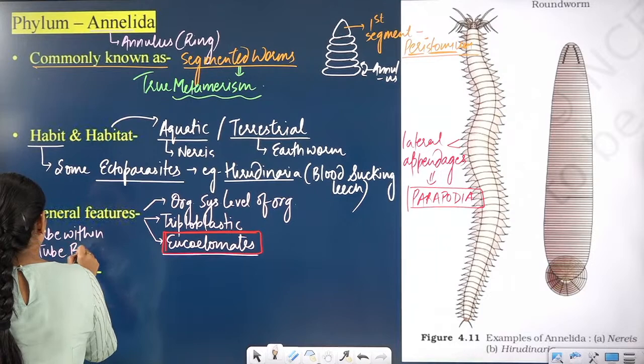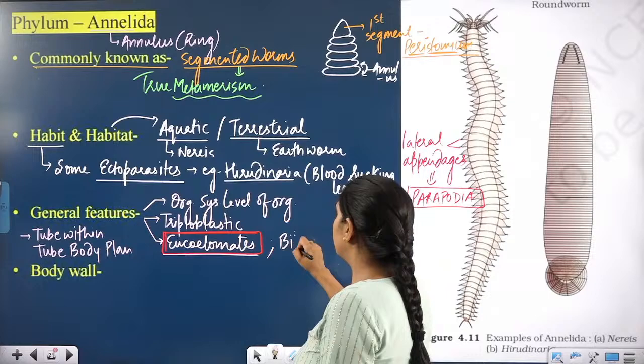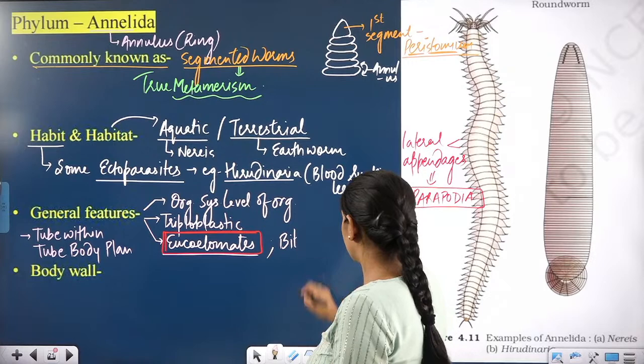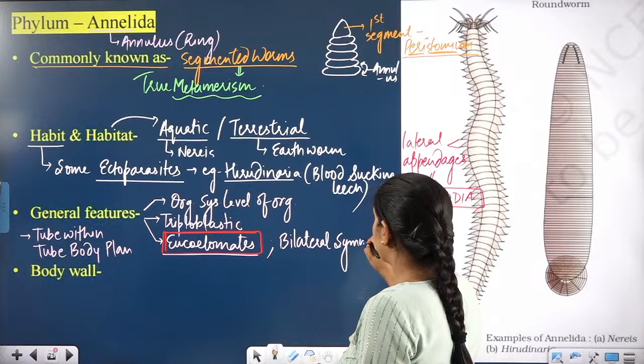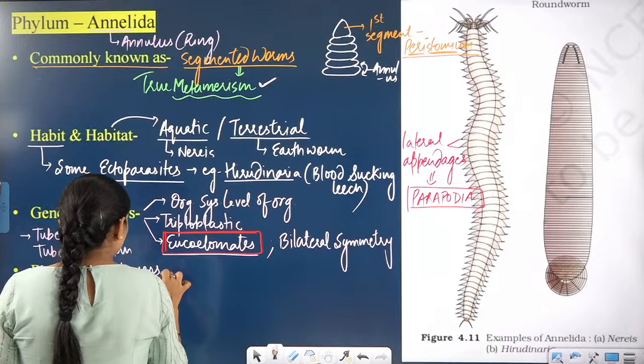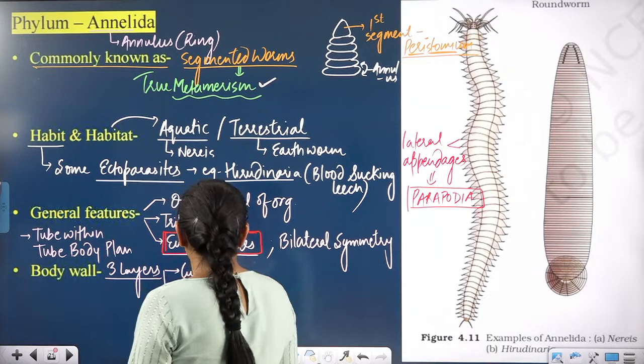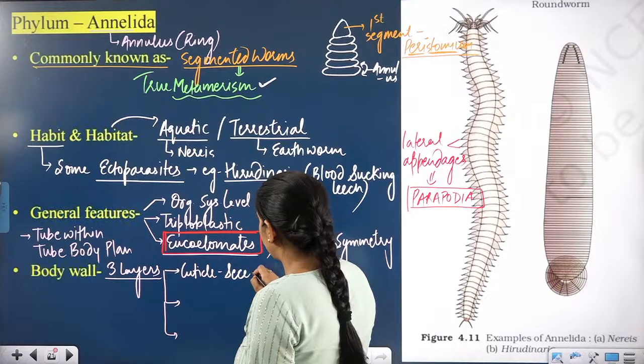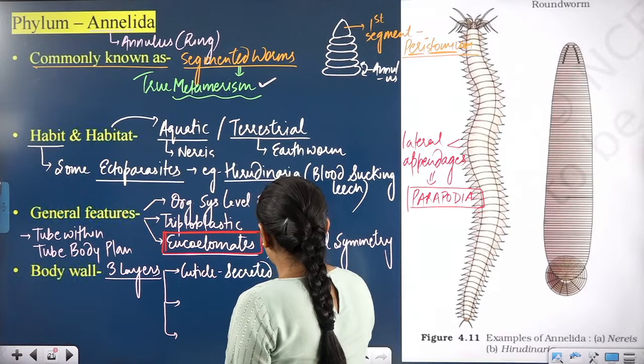And if we talk about the symmetry, then they have bilateral symmetry. And I have told you that they show metamerism. So this thing I have already told you. Coming to the body wall, again there are three layers, beta. Outermost is going to be cuticle again, and cuticle is secreted by the epidermis. So again, after cuticle there will be epidermis. So cuticle is secreted by epidermis.